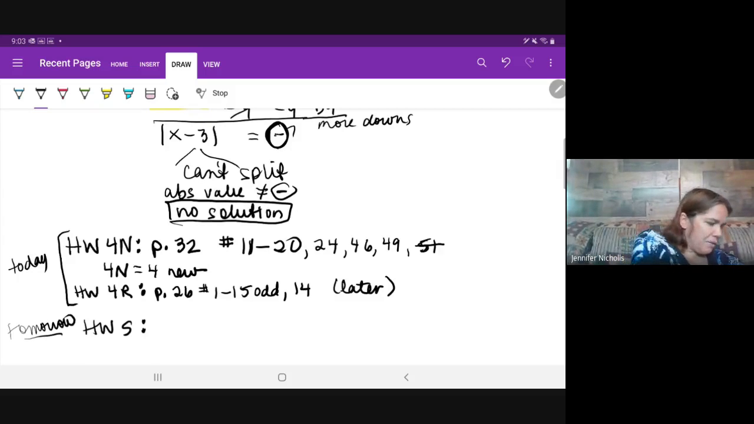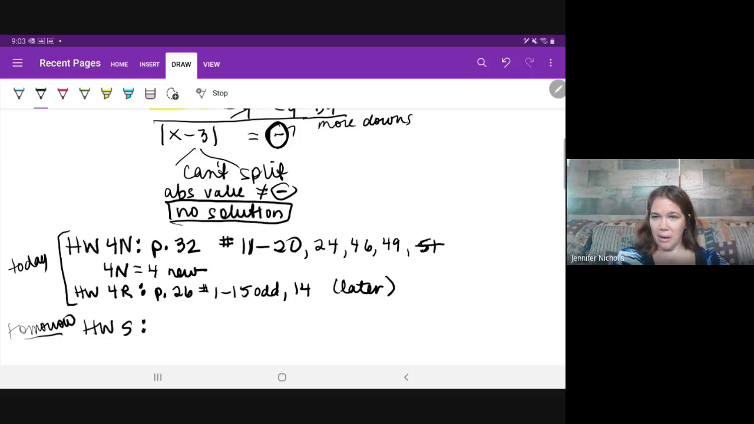And again, if you guys ever want to ask how many questions I'm assigning, like in section 1.4, there's 67 questions. So I'm not assigning that many. It just doesn't look like it: 1 through 61 odd looks real short.